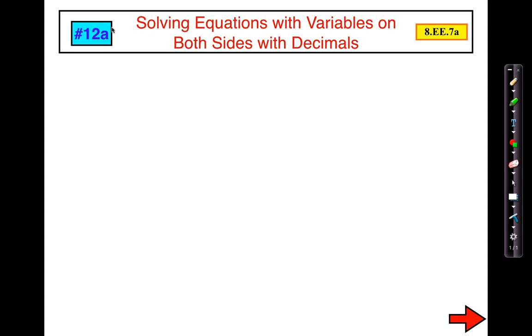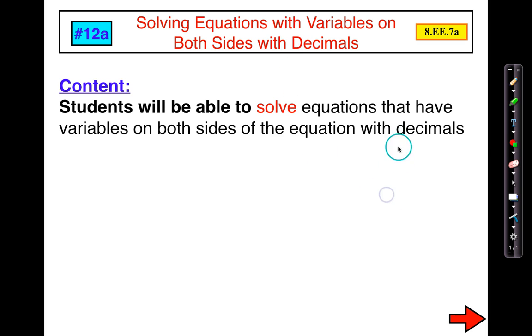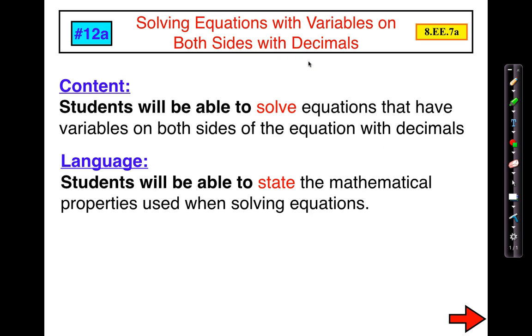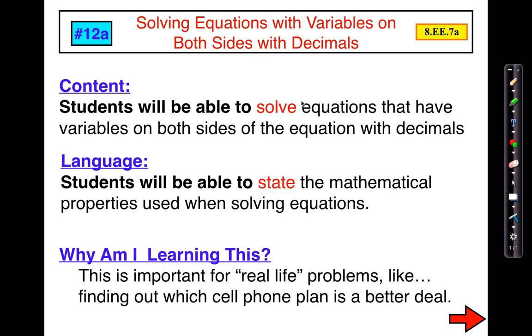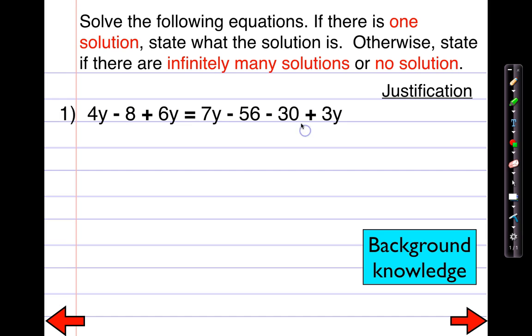Welcome back. Today we're going to be working on solving equations with variables on both sides with decimals. Our content objective is students will be able to solve equations that have variables on both sides of the equation with decimals. Our language objective is students will be able to state the mathematical properties used when solving equations. And why am I learning this? Well, it's important for real life problems like finding out which cell phone plan's a better deal.